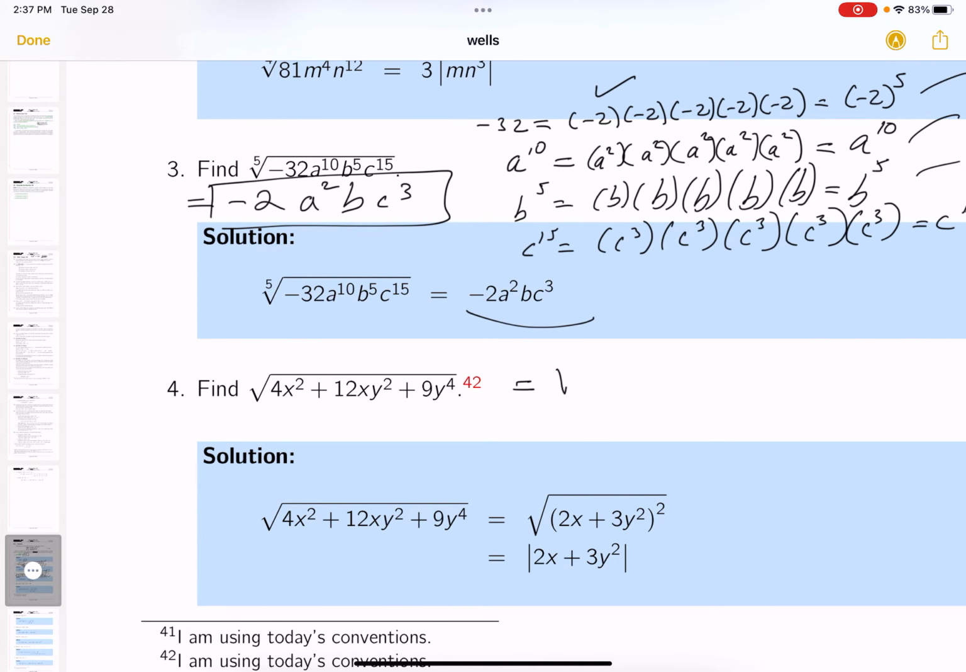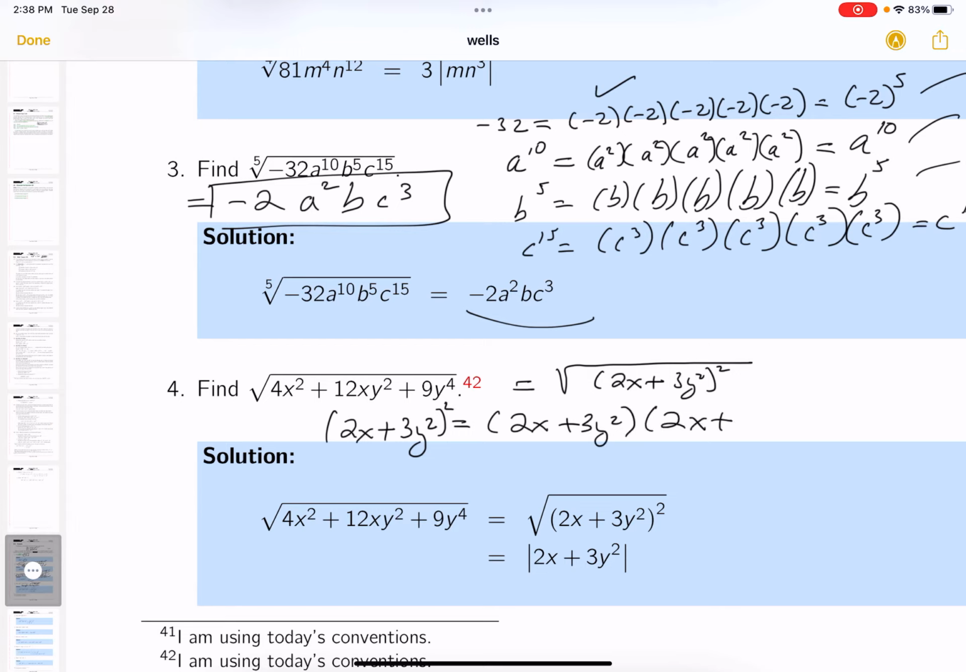All right, I'm going to write down what the square is, and I'll go through it with you. It's actually 2x plus 3y squared, all squared. Now, someone says, is that really true? Well, all I could say is, if you took 2x plus 3y squared, I'll erase this in a second, by the way, and you were to square it, what would you get? Well, I'll write it down for you. 2x plus 3y squared, times 2x plus 3y squared.